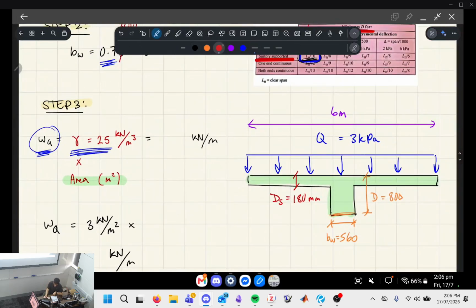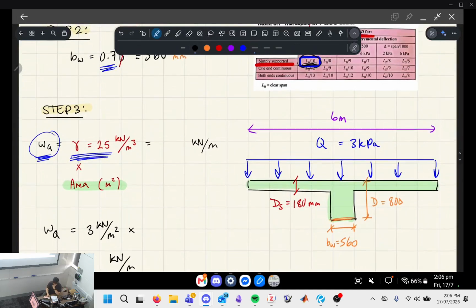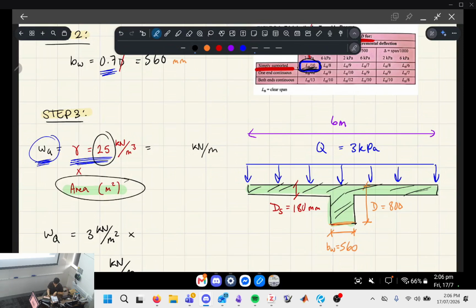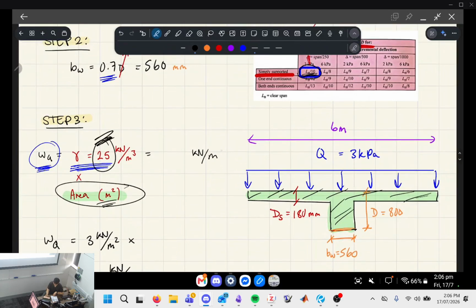I actually just did it on my calculator, but I didn't write it down. You just try to find this area, and then you multiply that area. Sorry, you have to make sure that area is in meters squared, because all these dimensions you see right now are in millimeters. If you do it in meters and multiply by the unit weight, which is in kilonewtons per meter cubed, you'll get the answer in the correct units, which is kilonewtons per meter.